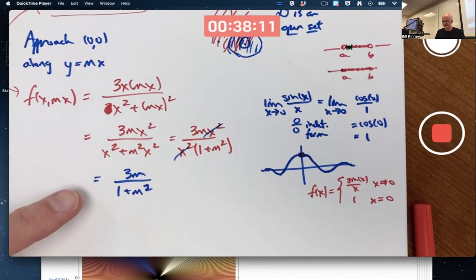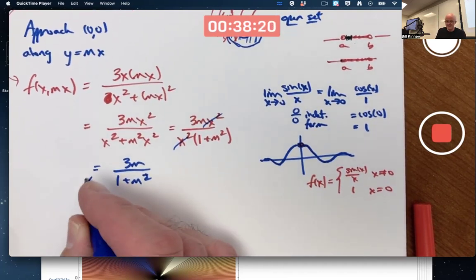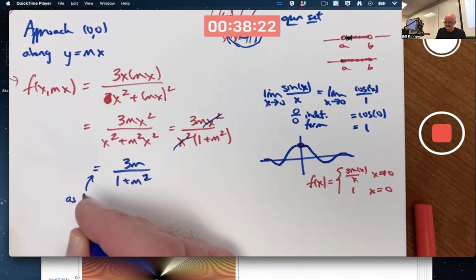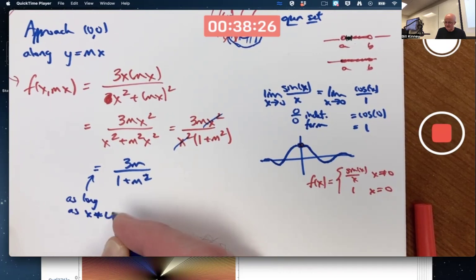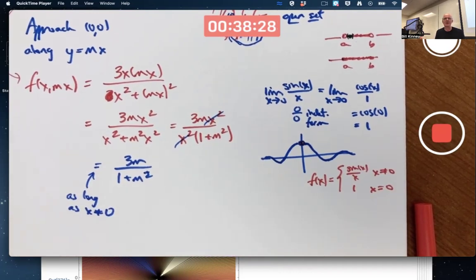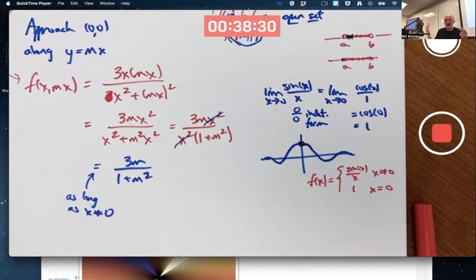You might wonder, though, is it valid to cancel the x squareds? I mean, this function wasn't even defined at the origin anyway. These are equal as long as x is not 0. But, you know, in the end, we're letting x and y both approach 0 anyway. So is there a problem here? The answer is no.